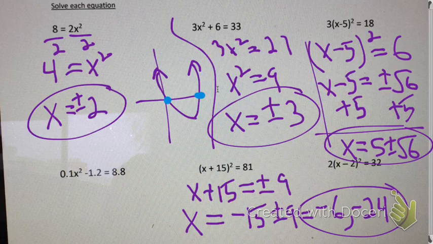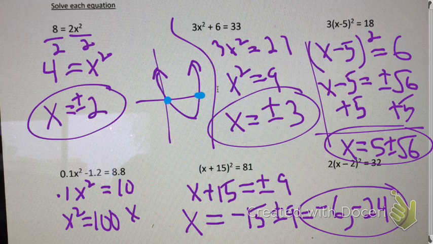All right, we're back. Right here, add 1.2 to both sides. So you get 0.1 x squared equals 10. And then you divide 10 by 0.1, and you get 100. So x squared equals 100. Therefore, x equals plus or minus 10, the square root of 100.